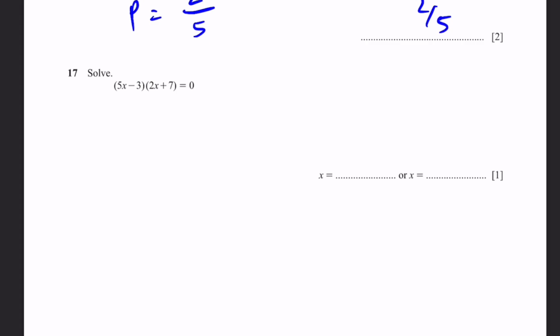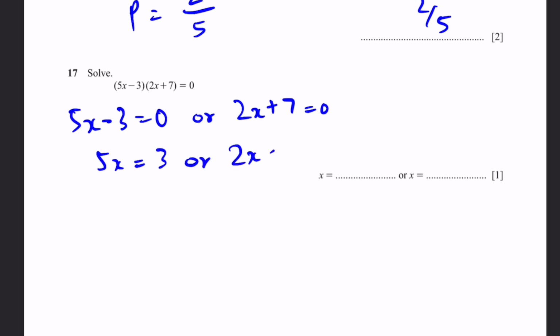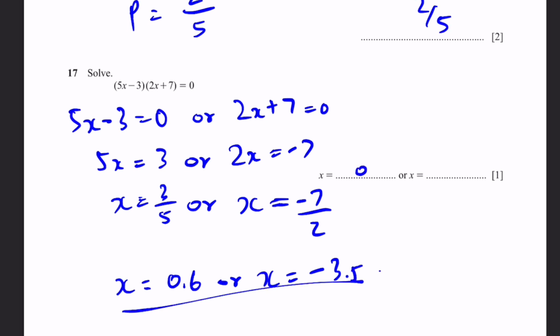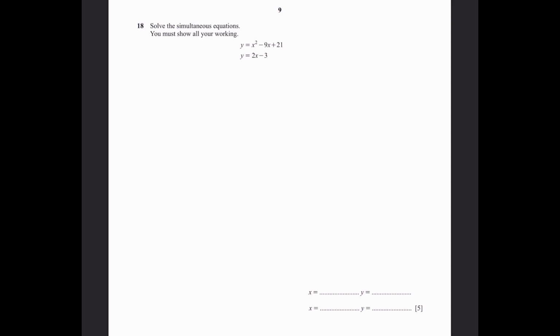Question 17. Solve (5x minus 3)(2x plus 7) equals 0. That means 5x minus 3 will be equal to 0, or 2x plus 7 equals 0. That means 5x equals 3, or 2x equals minus 7. X equals 3 by 5, or x equals minus 7 by 2. We can write this as decimals also. X equals 0.6, or x equals minus 3.5. That's the answer.